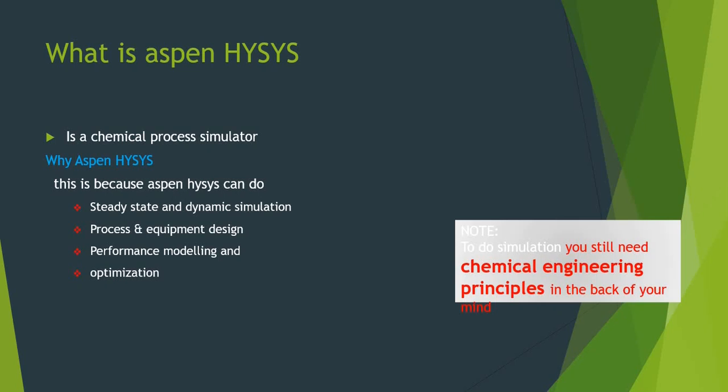Aspen HYSYS is generally a chemical process simulator that helps simulate chemical processes and even physical processes as well. So why do we need Aspen HYSYS? Aspen HYSYS generally does the following. It is a steady state and dynamic simulation tool. It does both steady state and dynamic.